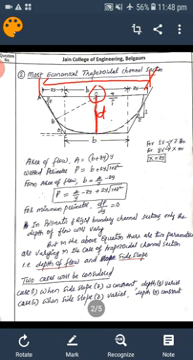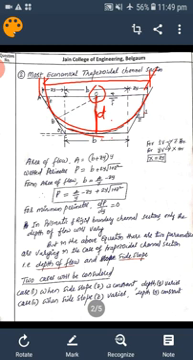then by taking O as a center, when you draw a semicircle like this, it should touch all the three sides tangentially. This side, and this side. Then only we can say it is a most efficient trapezoidal channel section.